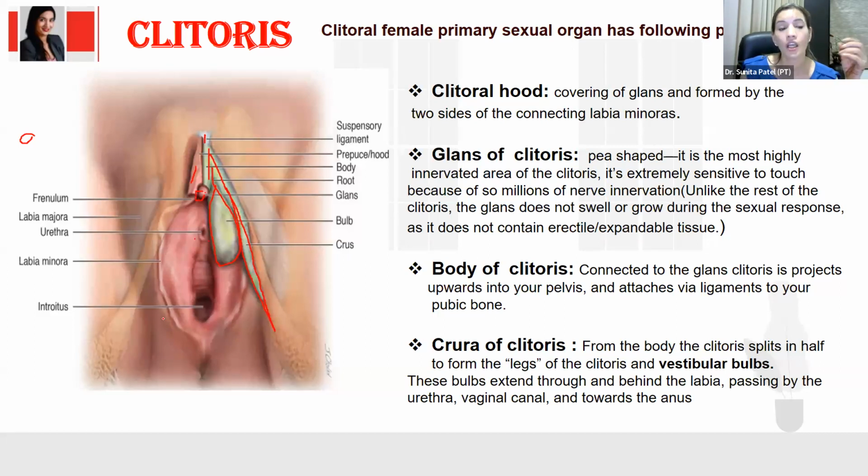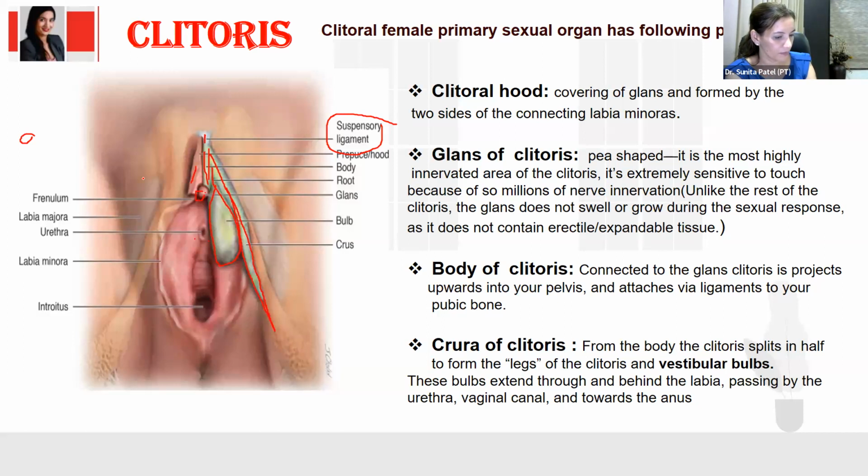for erection. Then we have the body of the clitoris, this body, and the body is connected to the glans clitoris and is projected upward towards the pubic symphysis and attached to the pubic bone via the suspensory ligament. So this is the ligament. Sometimes your patient can show you the pain.